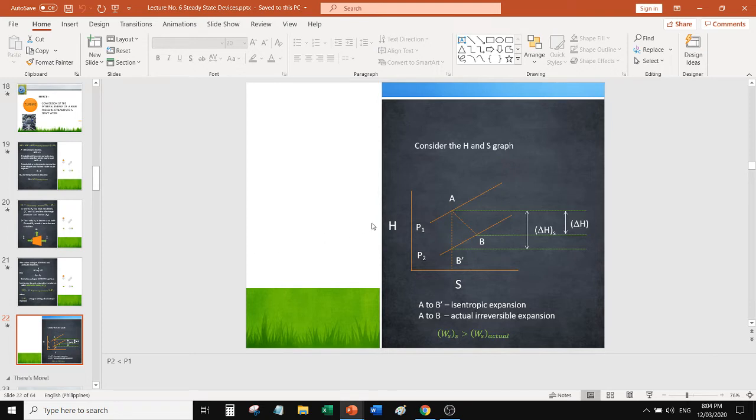If we have an enthalpy versus entropy graph, okay, so yung enthalpy yung nasa y-axis, entropy yung nasa x-axis, and we have isobars, we have P1 and P2.